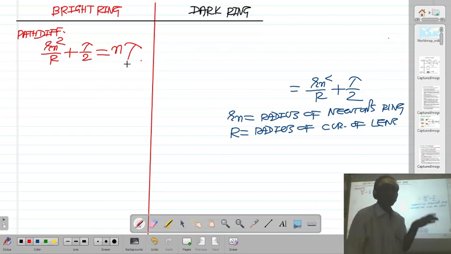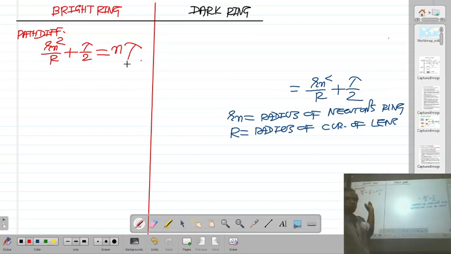The points at which the path difference small r square upon capital R plus lambda by 2 is n lambda, at those points constructive interference will occur, and all those points will form a bright ring of radius Rn.